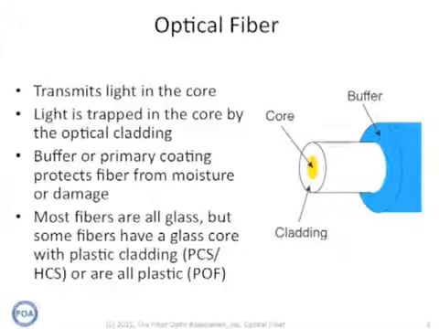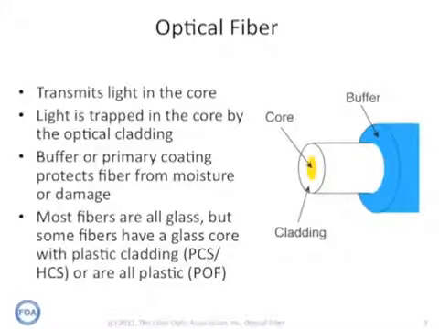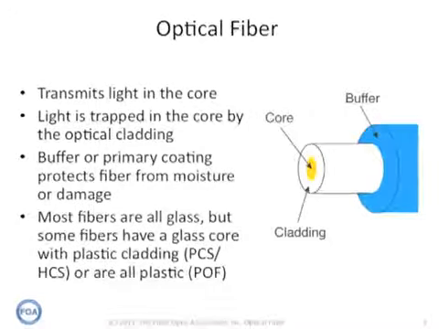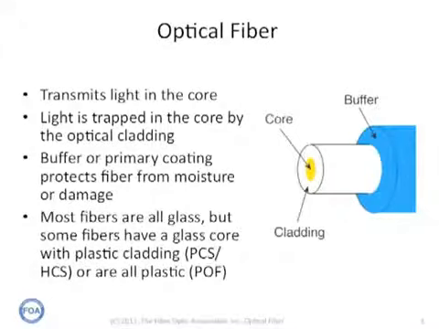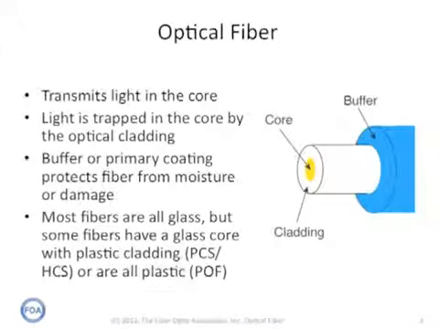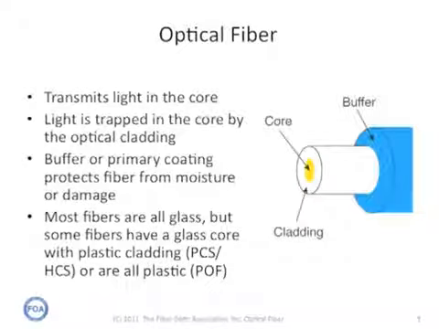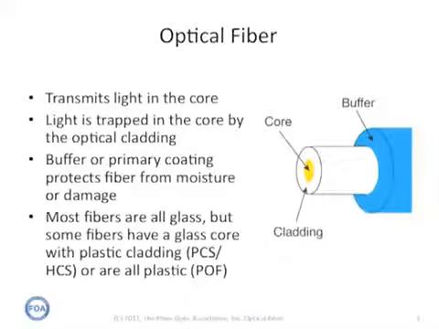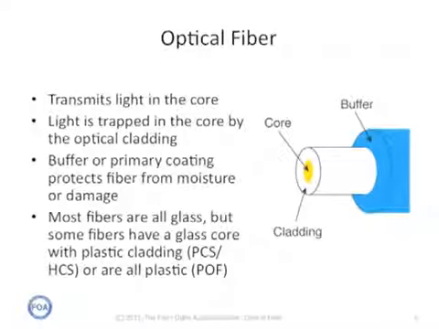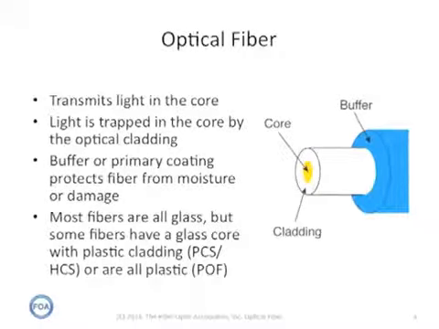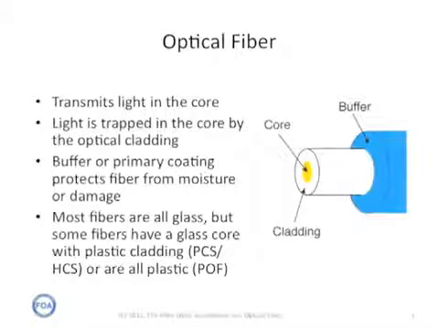Within the optical fiber, the light is transmitted in the core. It's trapped in the core by the optical cladding that surrounds it. On top of that, there's a buffer or a primary coating, usually made out of an acrylic plastic, that protects the fiber from moisture or damage. This is what we strip off when we prepare the fiber for termination or splicing. Most fibers are all glass, but some fibers have a glass core and a plastic cladding, and some are all plastic, the ones we call POF.